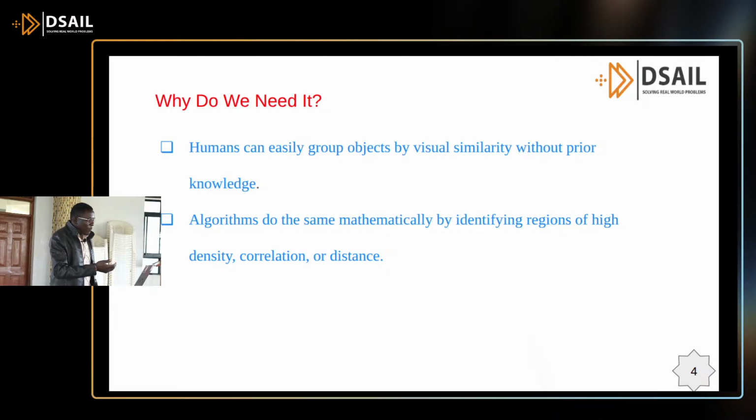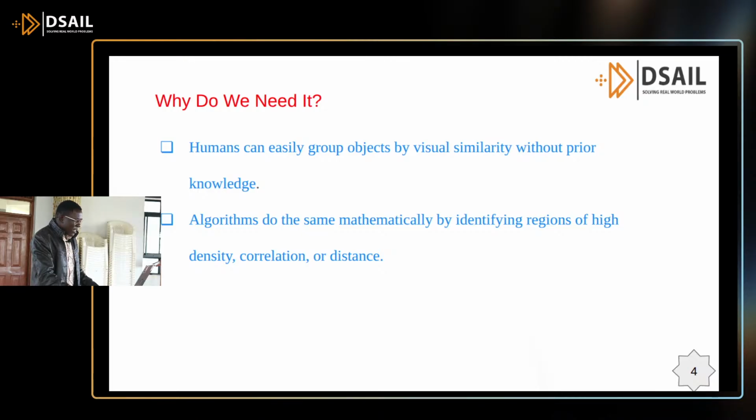So the main goal is, that's why we're saying that for this type of learning, you give it your data, it tries to find out the patterns within your data and bring together those that seem to be similar and separate those based on the differences. So it tries to find regions of high density, correlation, and or distance and bring them together.